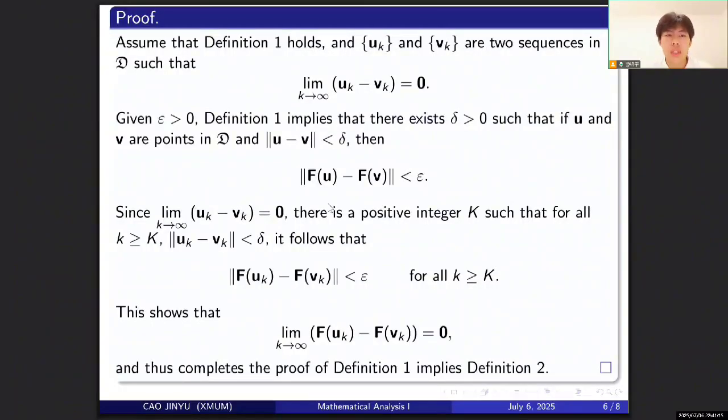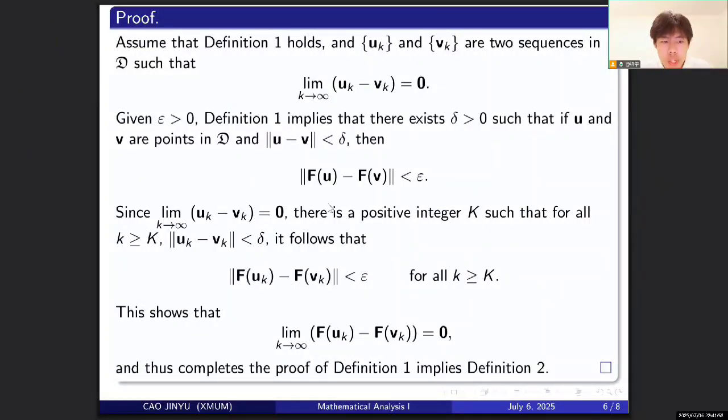First, assume that definition 1 holds and uk and vk are any two sequences in the domain D satisfying the limit of uk minus vk as k approaches infinity is the zero vector. From definition 1, we know that for any epsilon greater than 0, there exists a delta greater than 0 such that if u and v are any 2 points in D and the norm of u minus v is less than delta, then the norm of f(u) minus f(v) is less than epsilon.